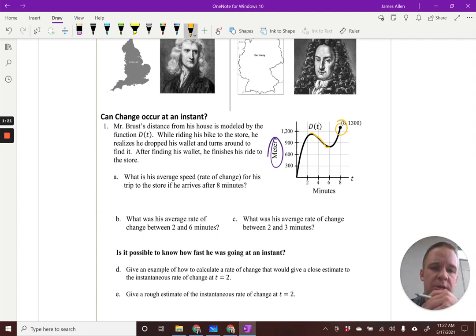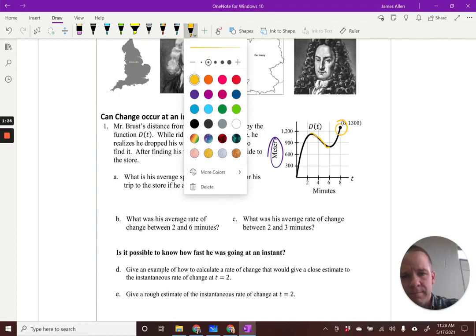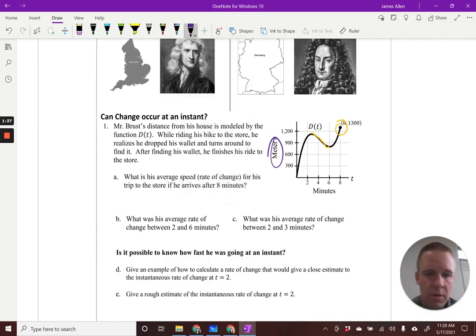Okay, so let's see here. What is his average rate of speed? Rate of change, or his average speed is rate of change, for his trip to the store if he arrives after 8 minutes. Well, it took him 8 minutes to travel a total distance of 1,300 meters. Okay, so we can do 1,300 divided by 8. That'd be our meters per minute, right? Let's go ahead and do that.